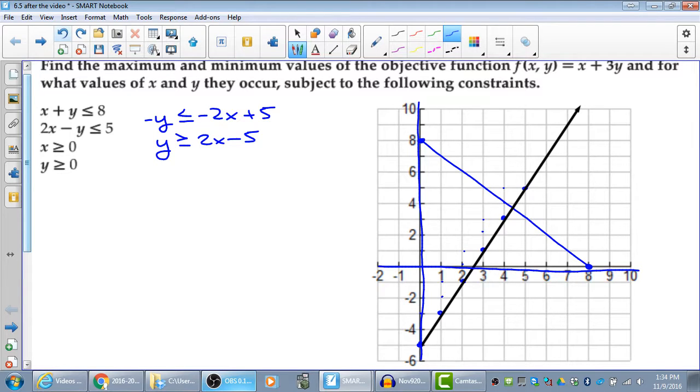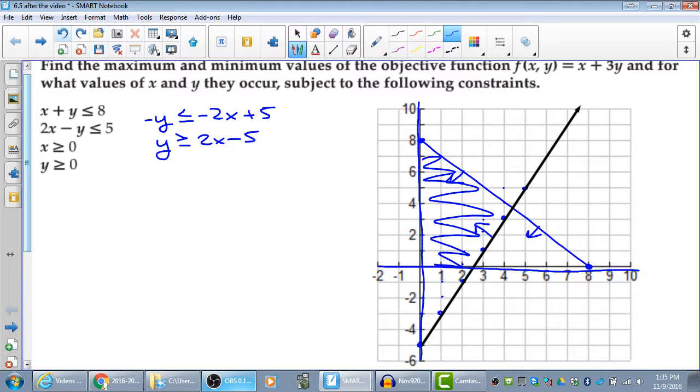We are less than this one. So less than the first one, right here. And we are greater than the other one, and we have to stay in the first quadrant. So there you go. Now that area is called the feasible region. That's where, according to the constraints, that's the values that we can pull from. That's the points we can pull from.